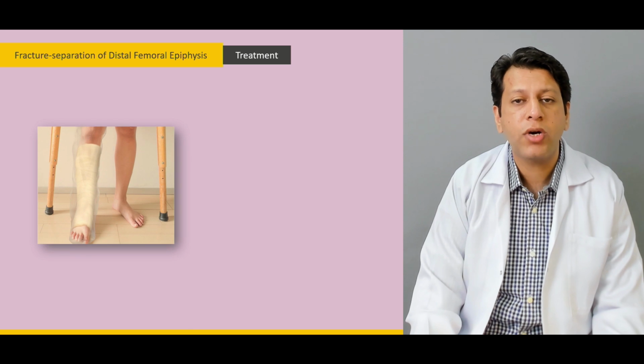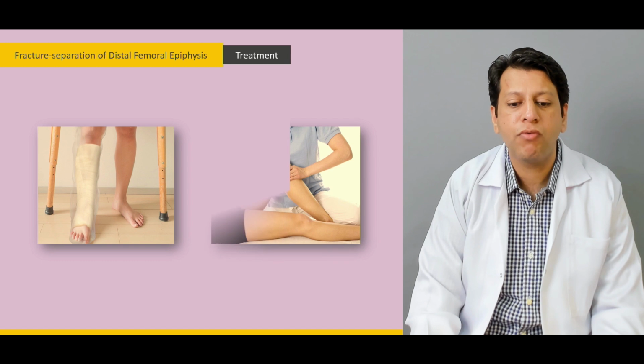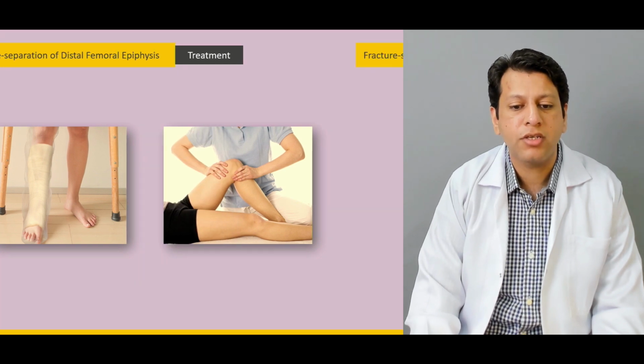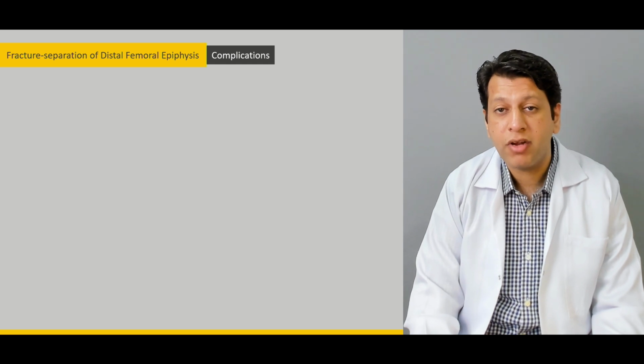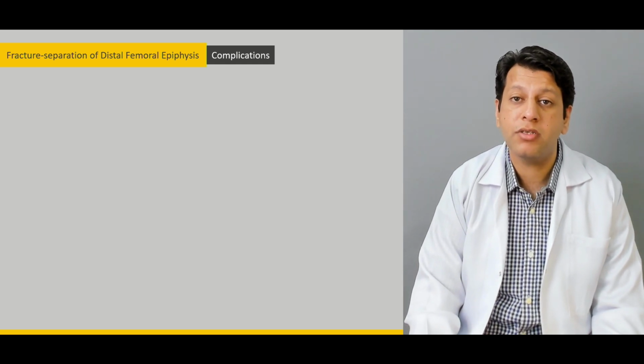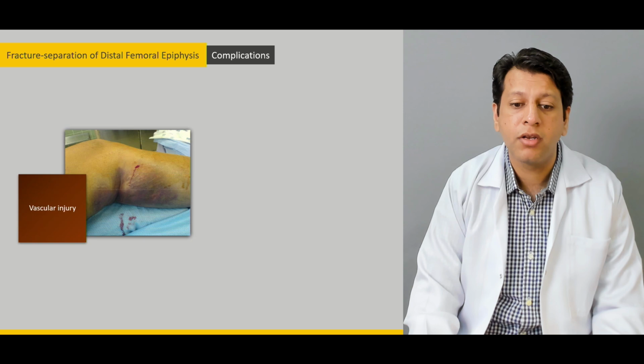Further, what else can be done is some form of casting as well. Casting is done only if it is an undisplaced fracture and only a Salter-Harris type 1 injury, in which there is less chance of physeal separation and decreased angulation as well.